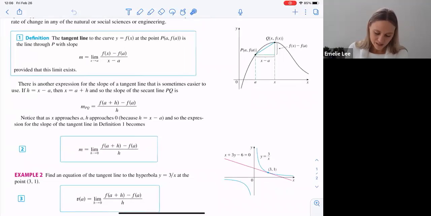Then if x is going to a, then x minus a is going to 0. So that's where we get this limit from. The slope of the tangent line is the limit as h goes to 0, because x is going to a and h is x minus a, of f of a plus h minus f of a over h. Don't worry, I'm just talking you through it. It's not something that you need to be able to develop, but we do need to use this definition.